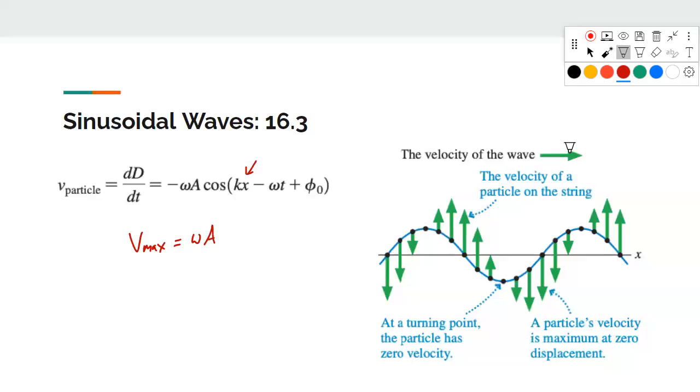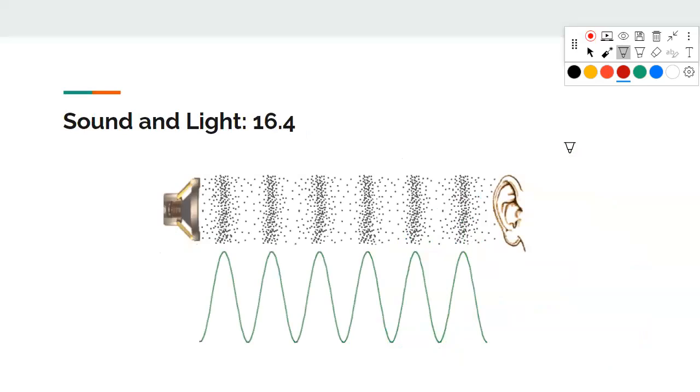Okay, so I think there is at least one homework question where they ask you to do this, but it's something that's really critical: if you take the time derivative of displacement, you don't get the speed of the wave. This is a super common mistake. You get the speed of the individual particles in the direction of the displacement, so up and down for a transverse wave.